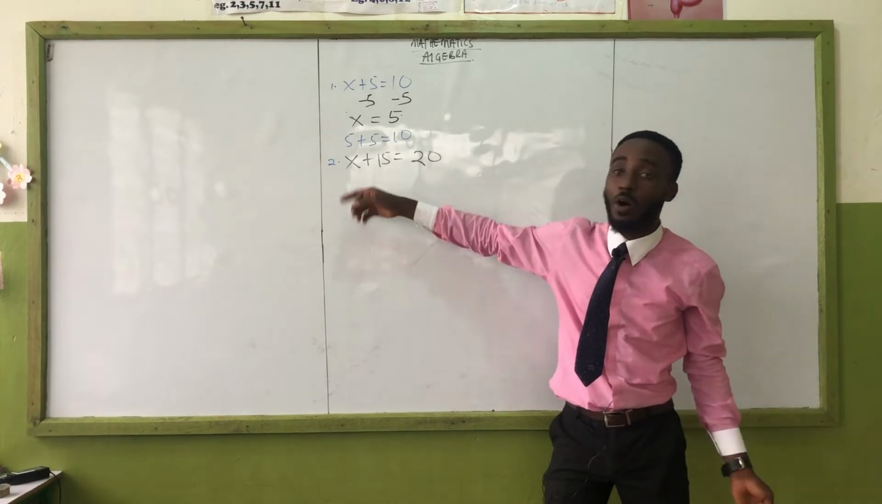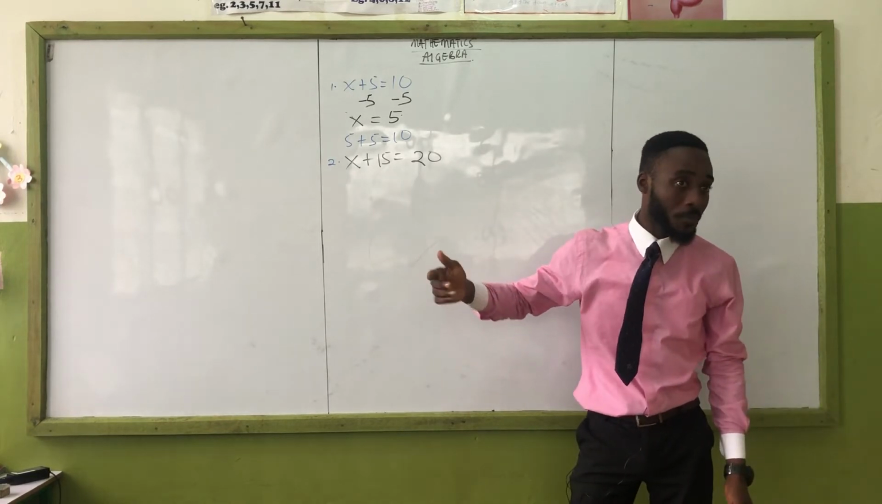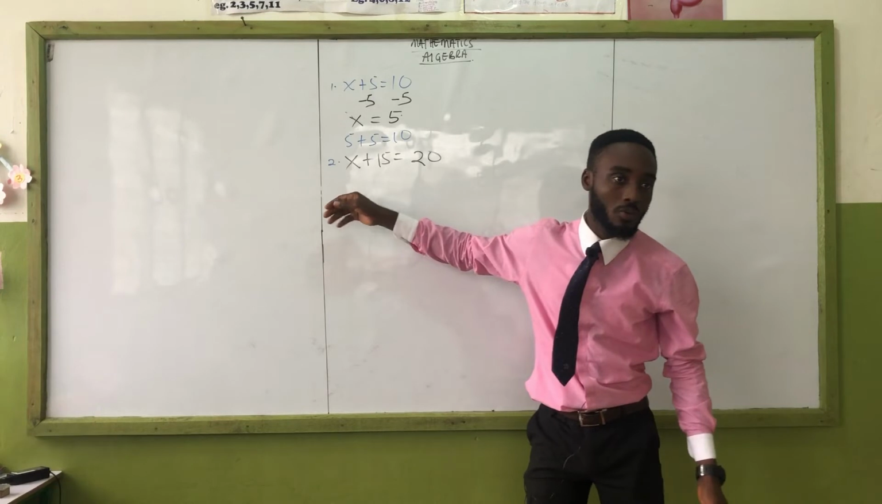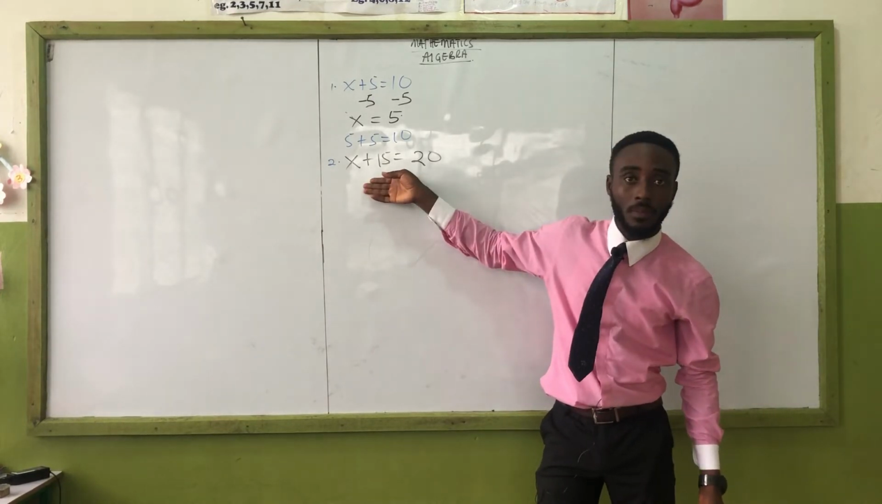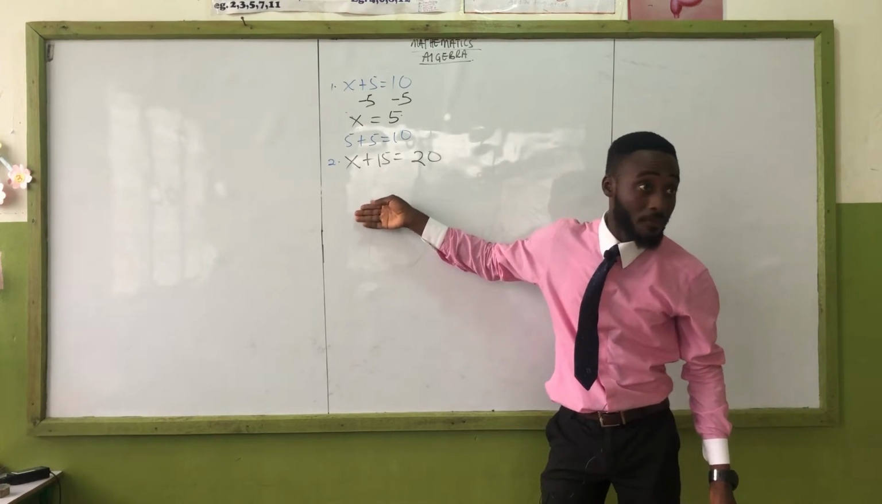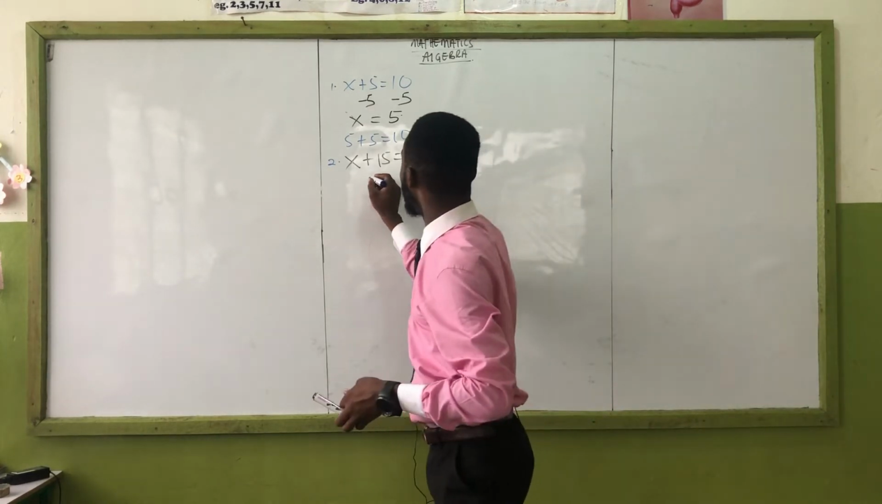Yes, we are looking for the unknown, or we are looking for x, right? If I'm looking for x, what do I do? What's the next thing I have to do? You subtract. Subtract what? Subtract the 15, right? Okay. So I'm going to subtract 15 like this.